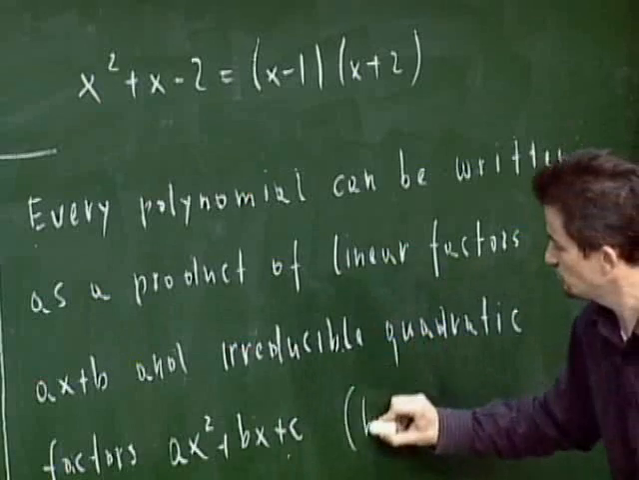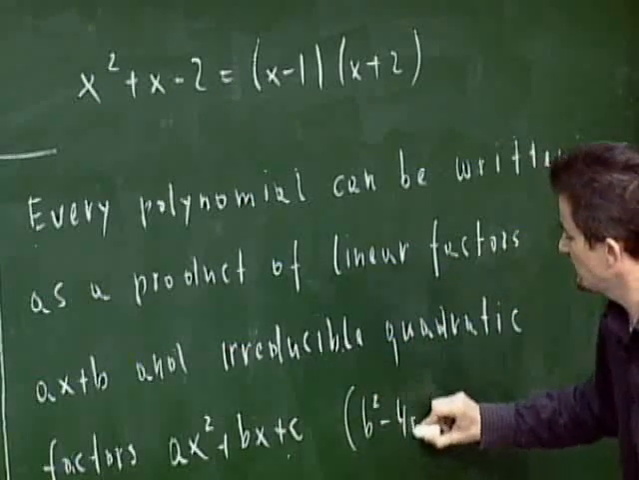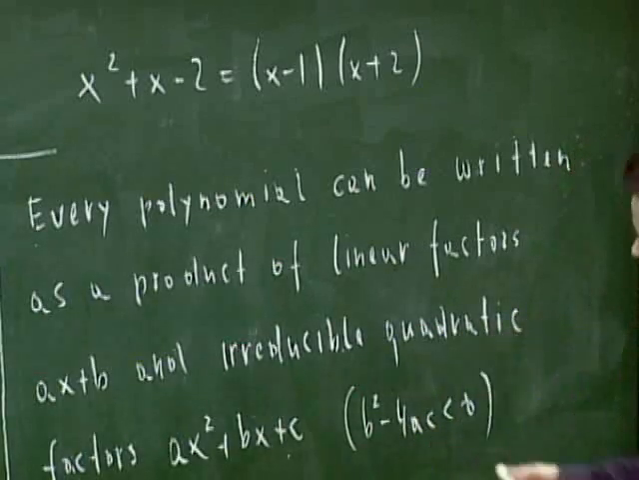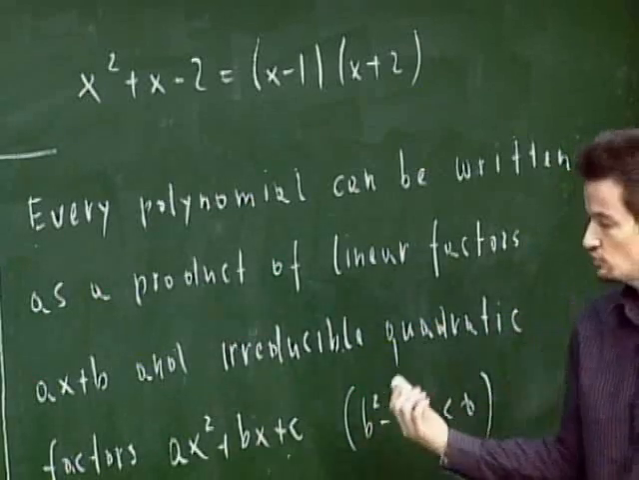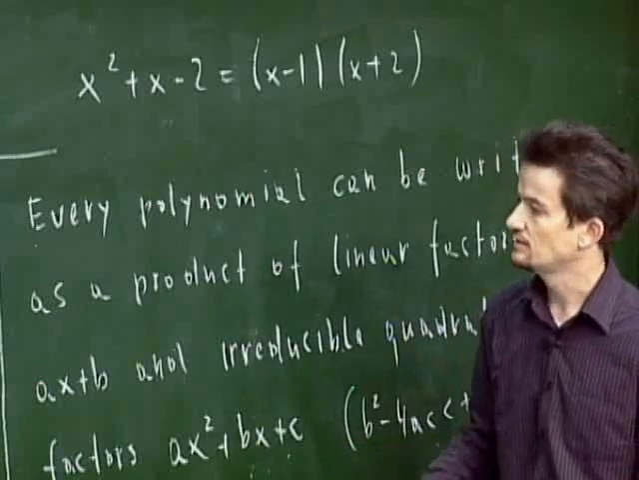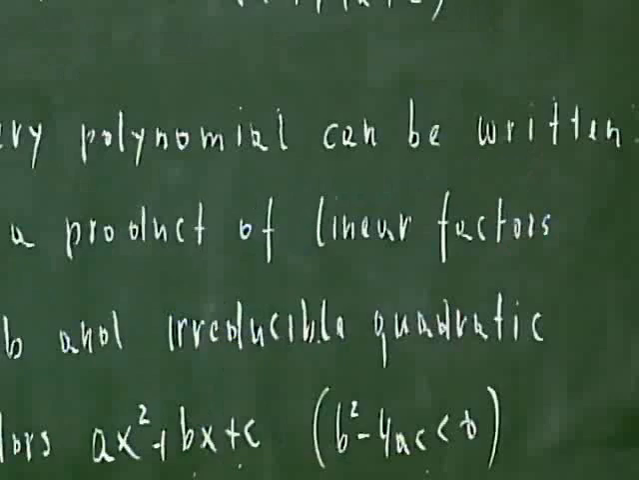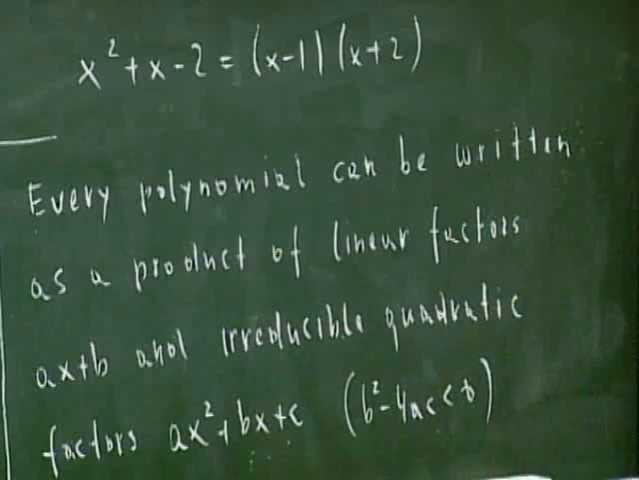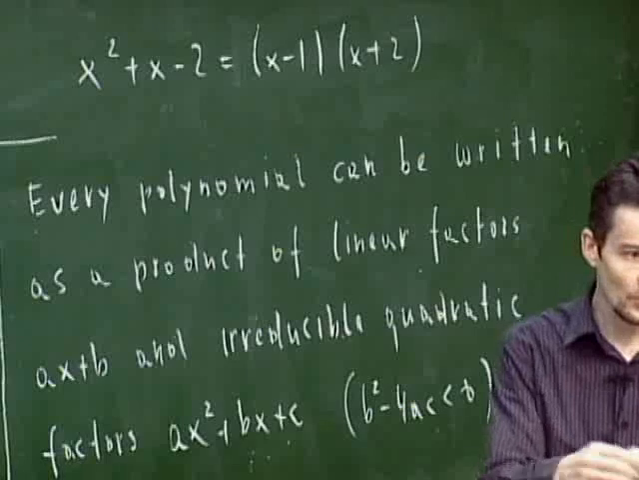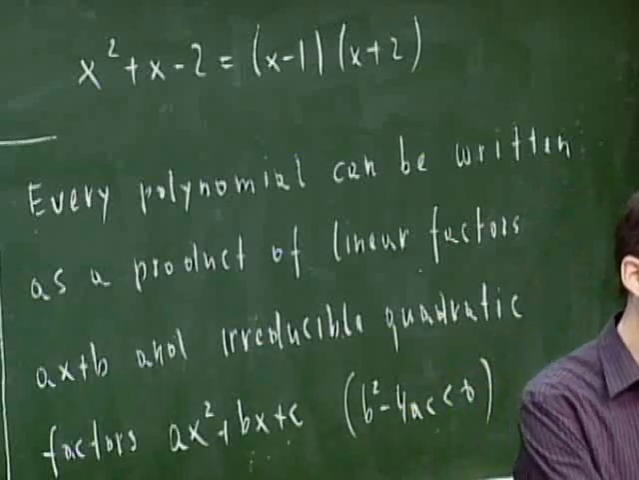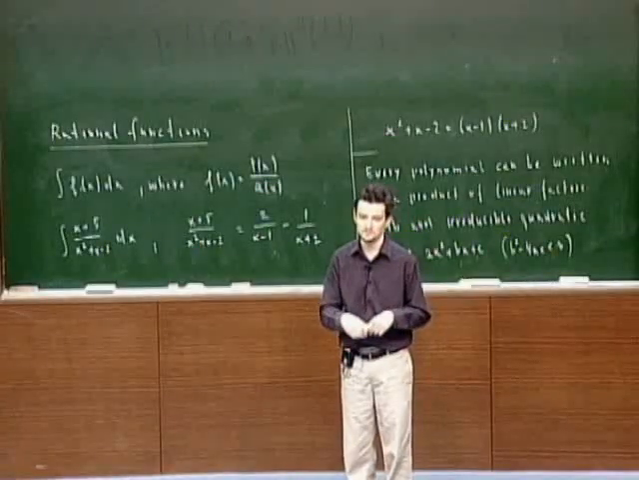And for this you have to assume that b squared minus 4ac is smaller than 0. Then you have two complex zeros of this polynomial, and you do not have any real zeros of this polynomial, and you cannot decompose this as a product of two linear polynomials. Okay, maybe in high school you have heard it can be proved that every polynomial can be written as a product of linear factors if you work over the complex numbers.